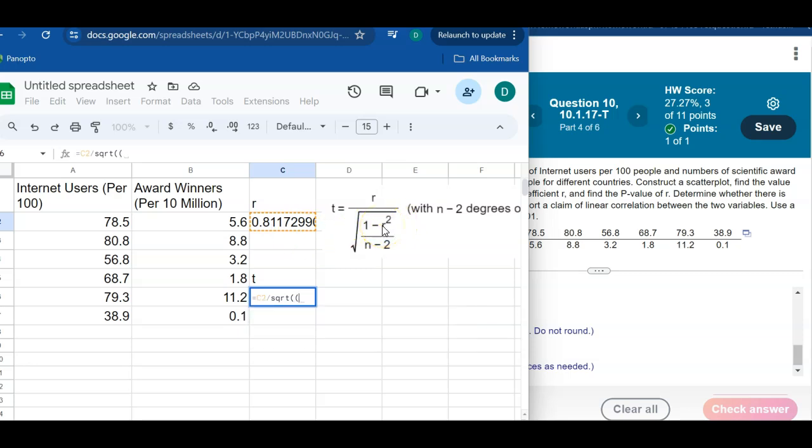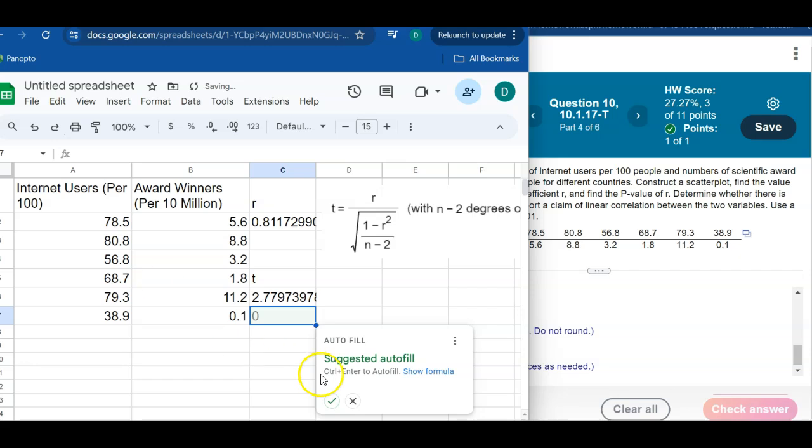t equals, all right, r, I'm going to click that value for r, divide by SQRT, open parentheses, and then it's all of this in the numerator. So 1 minus r squared. So click that again, shift 6 for the power of 2. So close that parentheses. That's the numerator underneath the square root. Divide by the sample size minus 2, which is the degrees of freedom for a correlation test. So there's 1, 2, 3, 4, 5, 6. 6 minus 2 would be 4. All right, then close that parentheses, and there's my value of my test statistic.